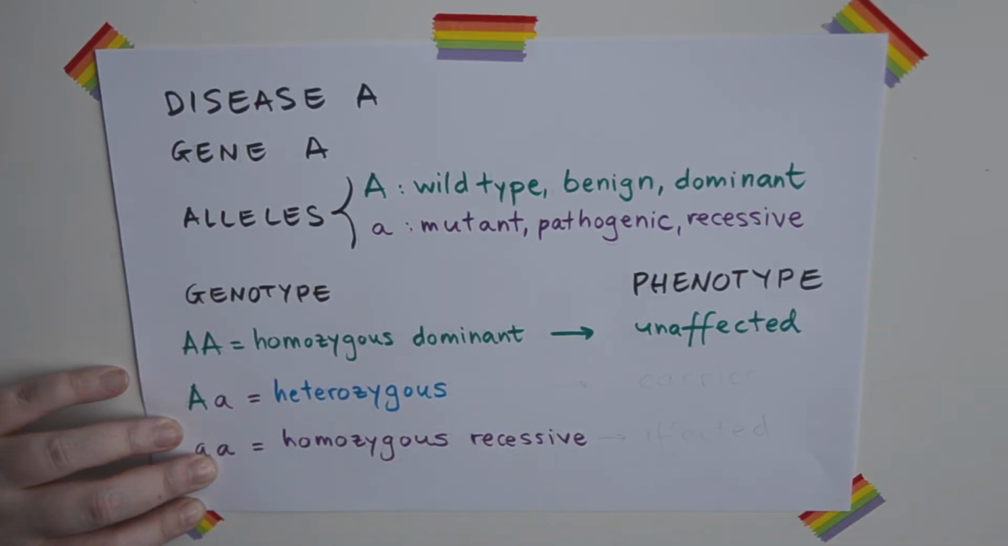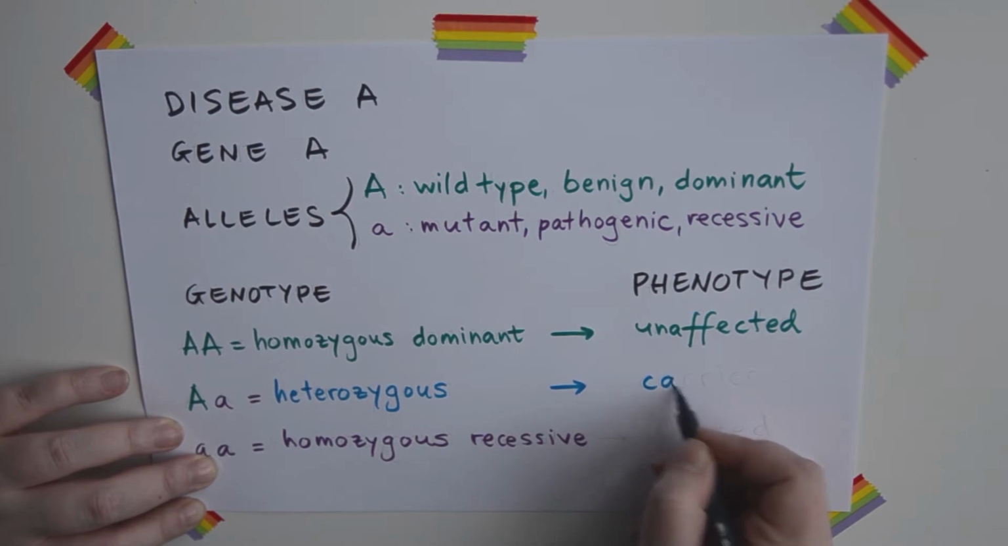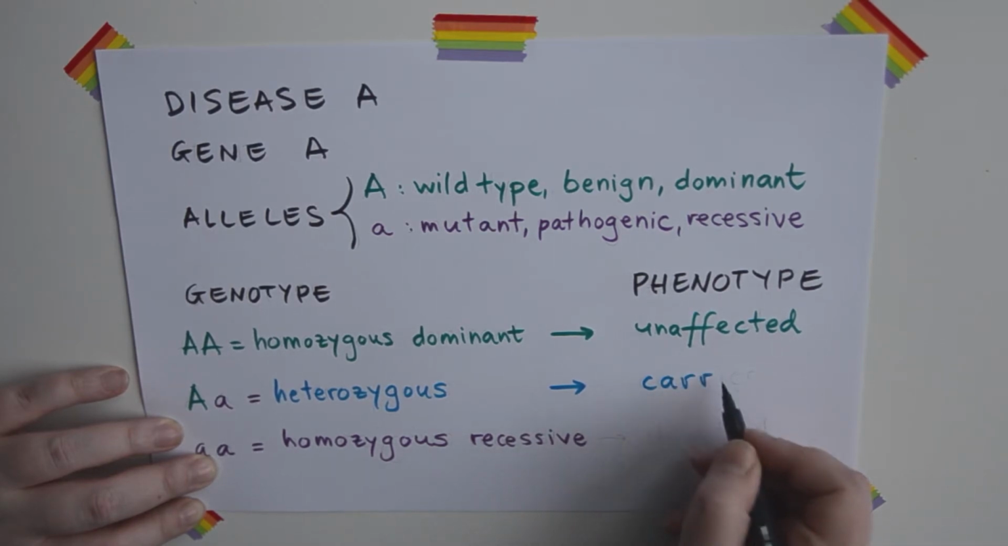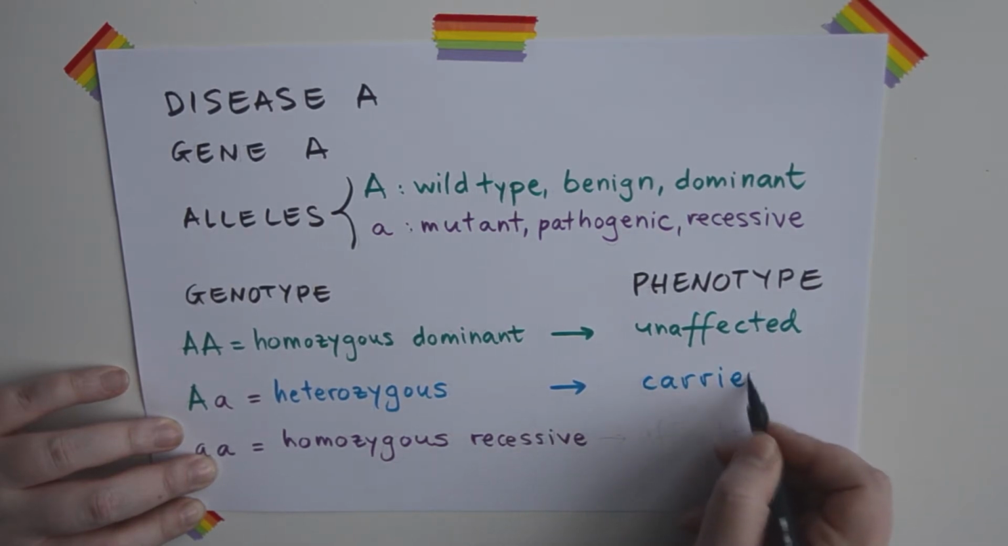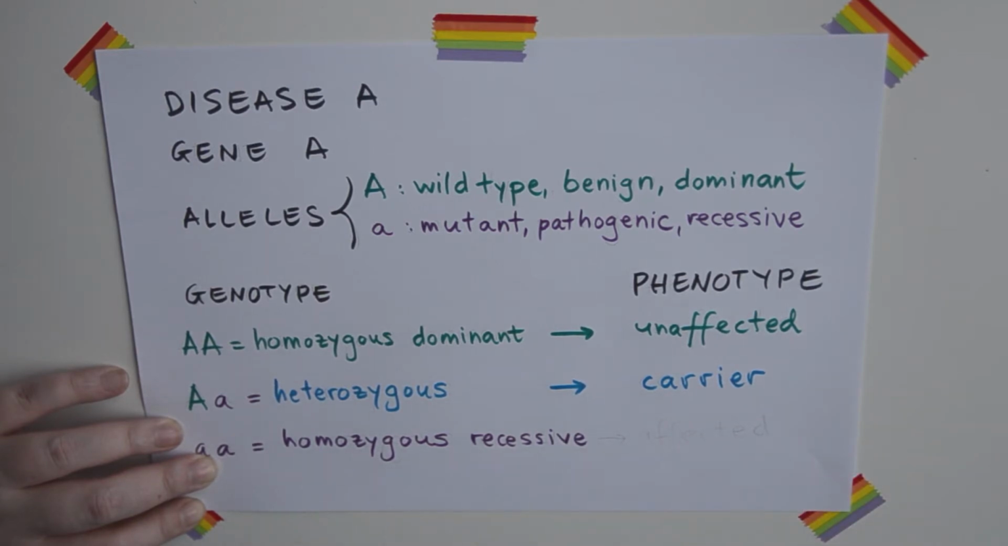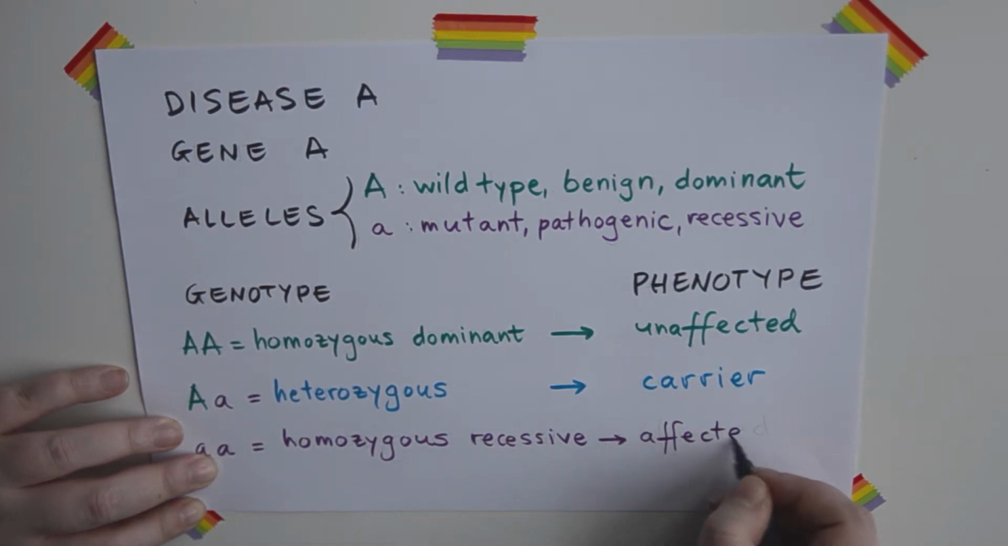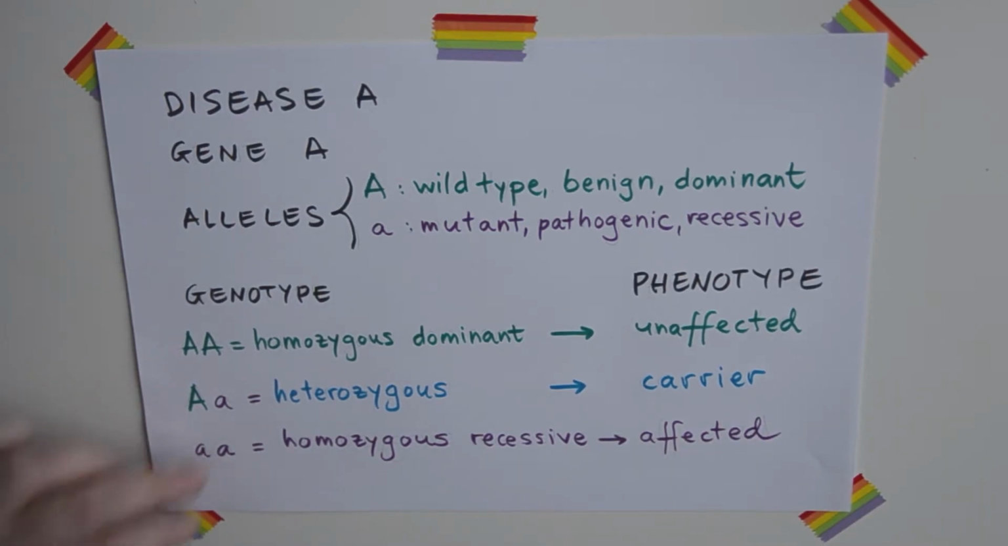If they have one big A and one small a, their phenotype is carrier. Big A wins over little a, so they don't actually develop the disease, but they do carry one small a in their genome and they can pass it on to their children if they have them. Or, finally, if they have two small a's, their phenotype is affected, which means they do develop disease A.